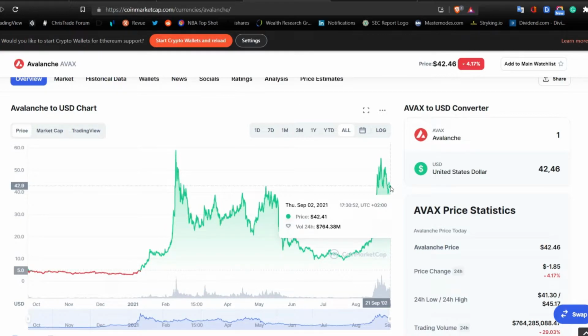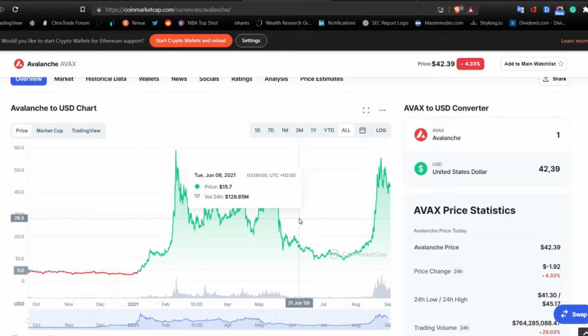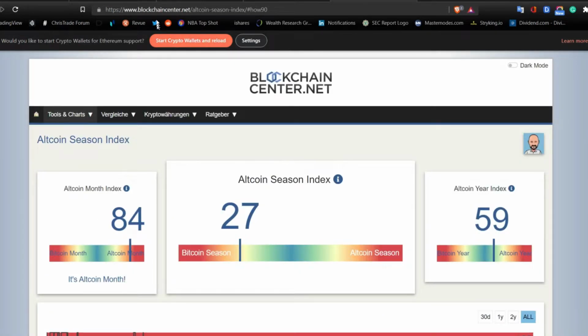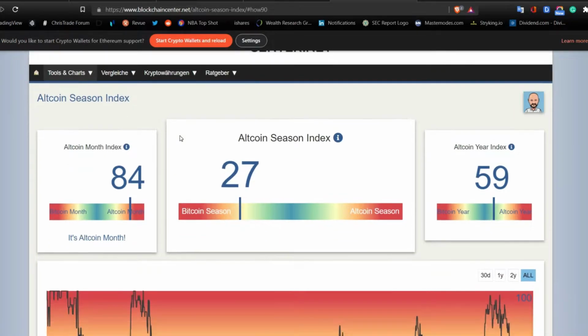One thing I do want to have a look at is that a lot of people have been talking about whether it is alt season. Are we in alt season month, or whatever the case is? This will help tell us in terms of momentum, in terms of the altcoins, where we're at. I'll put this link in the description. You've got blockchaincenter.net here, and the alt season index. Certainly we are in altcoin month, but we are still in Bitcoin season.